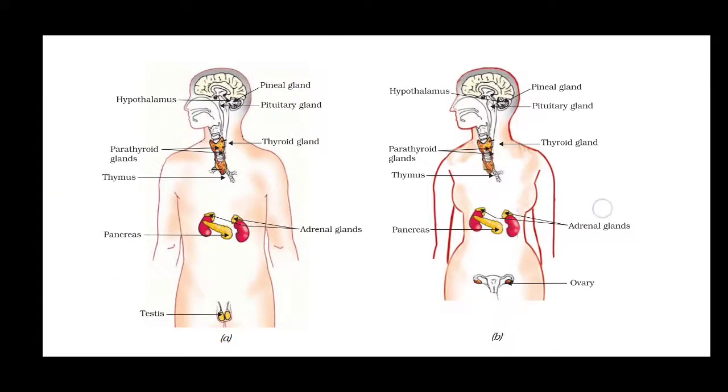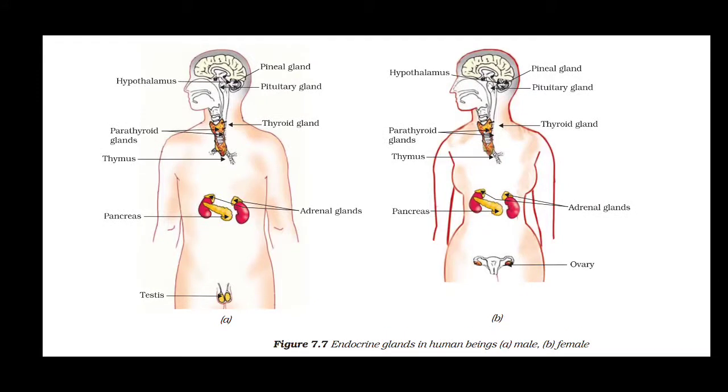Thyroxine, this is a hormone secreted by the thyroid. The thyroid is located in the neck or throat region. It regulates the metabolism of carbohydrates, fats and proteins. Growth hormone is secreted by the pituitary gland, that is a master gland. The pituitary gland is also known as a master gland. This gland is located in the midbrain and it regulates growth and development.